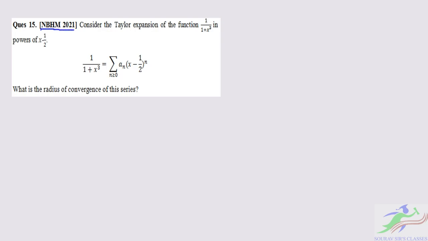In this video we are solving papers from the National Board of Higher Mathematics 2021. This is question number 15. Consider the Taylor expansion of the function 1 by 1 plus x cube in powers of x minus half. So the given 1 by 1 plus x cube is equal to the summation for n greater than or equal to 0 of a_n times (x minus half) to the power n.